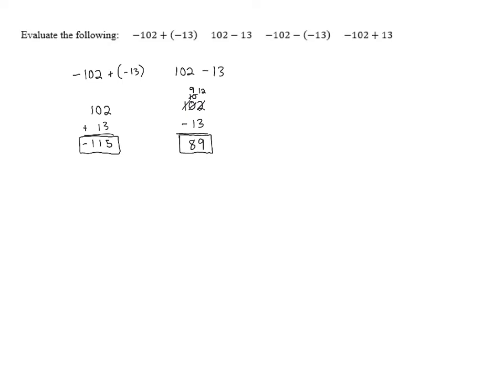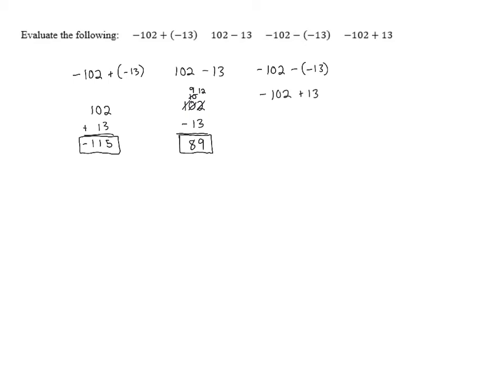All right, let's look at the next one, negative 102 minus negative 13. We have a rule here. When we are subtracting a negative number, that is the same as adding a positive. So we can rewrite this as negative 102 plus 13.